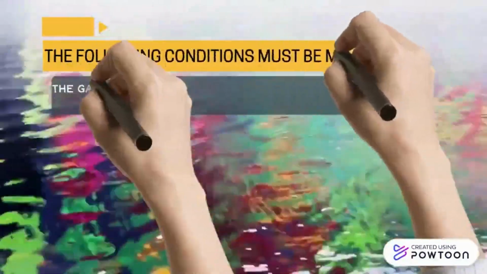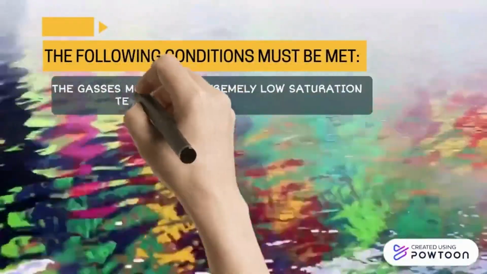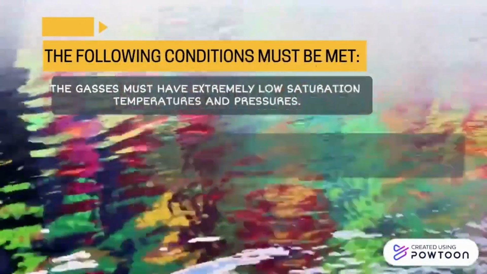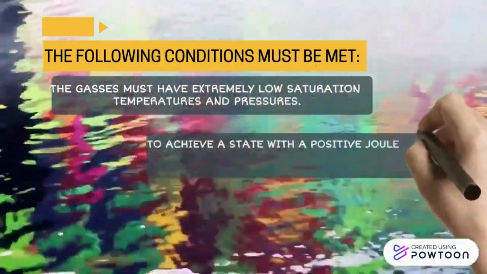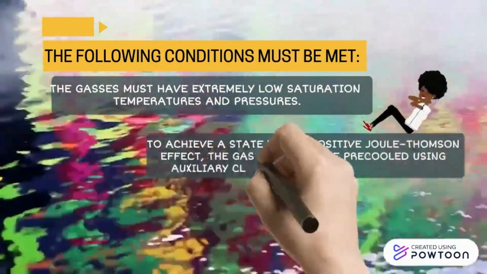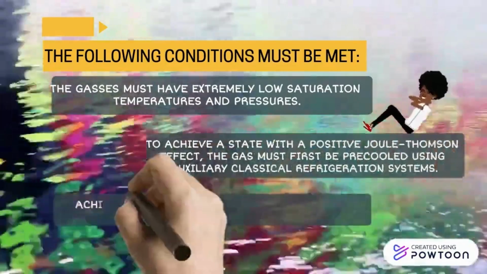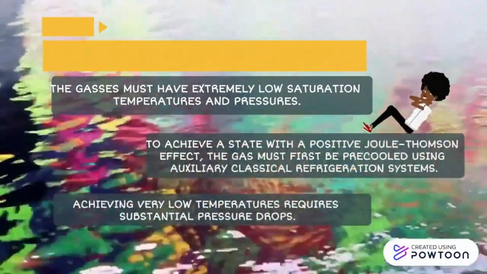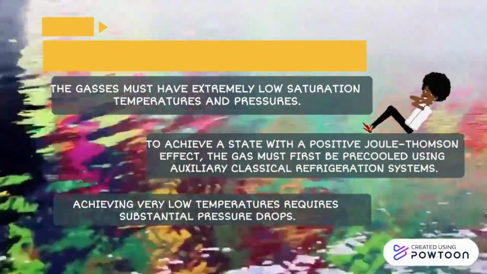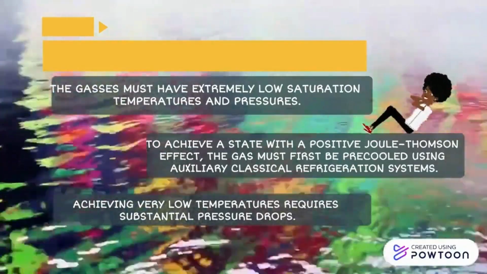The following conditions must be met. Firstly, the gases must have extremely low saturation temperatures and pressures. Secondly, to achieve a state with a positive Joule-Thomson effect, the gas must first be pre-cooled using auxiliary classical refrigeration systems. Lastly, achieving very low temperatures requires substantial pressure drops.